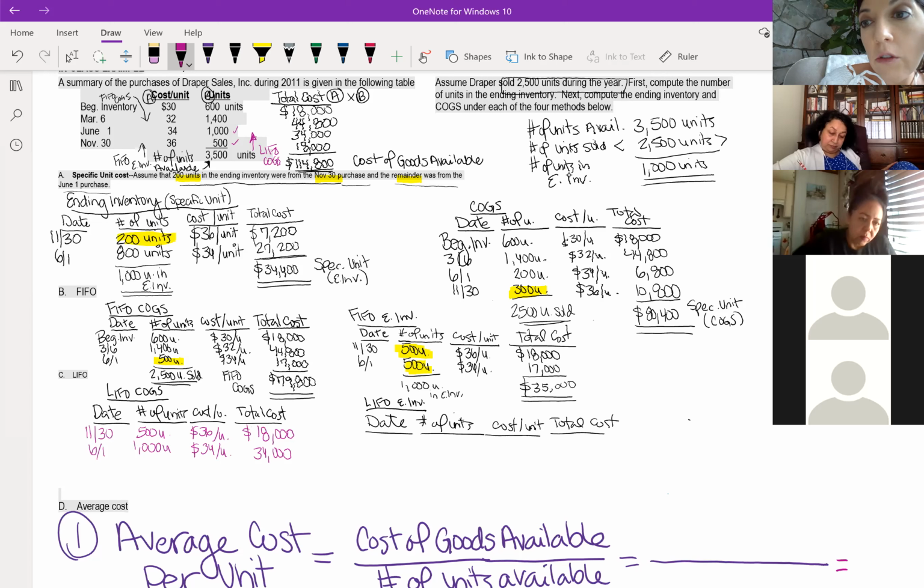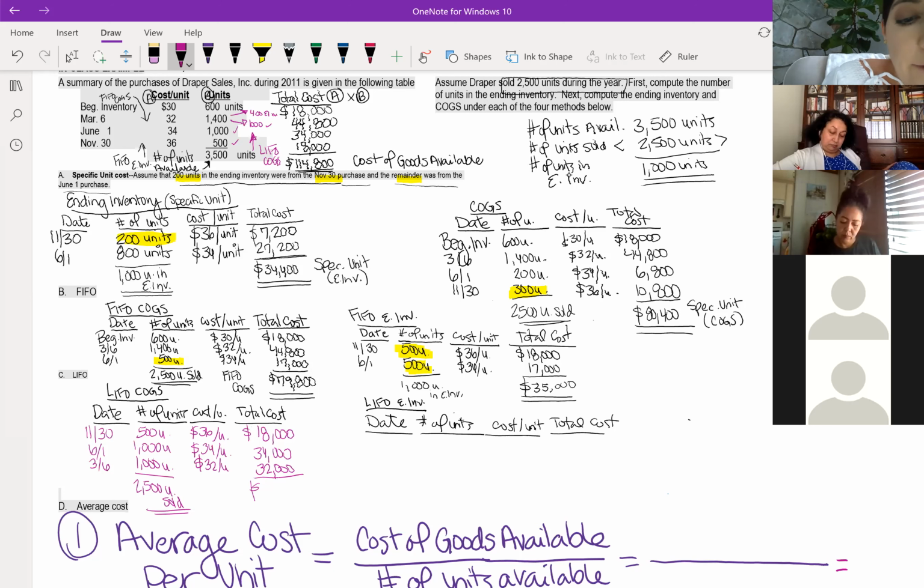So how many additional units do we need from the next layer? 1,000. So 1,000 units, and of that layer, 400 are left in ending inventory. So from March 6th, we're going to expense 1,000 units at $32 per unit. $32,000 is going to be expensed. 2,500 units were sold, and that's what we expensed.